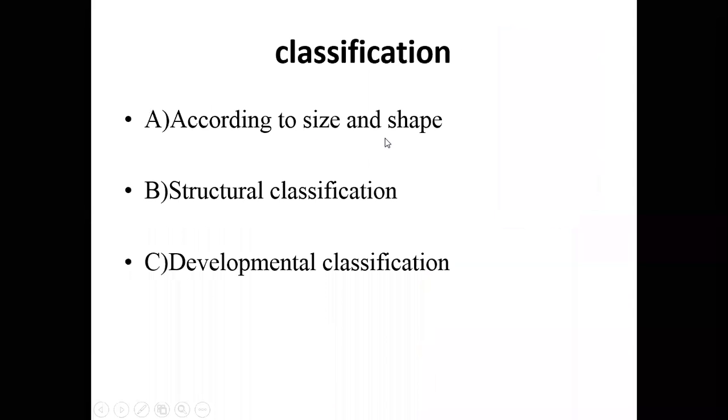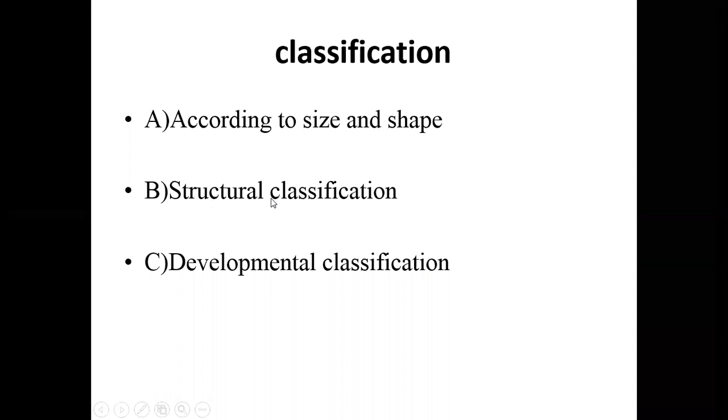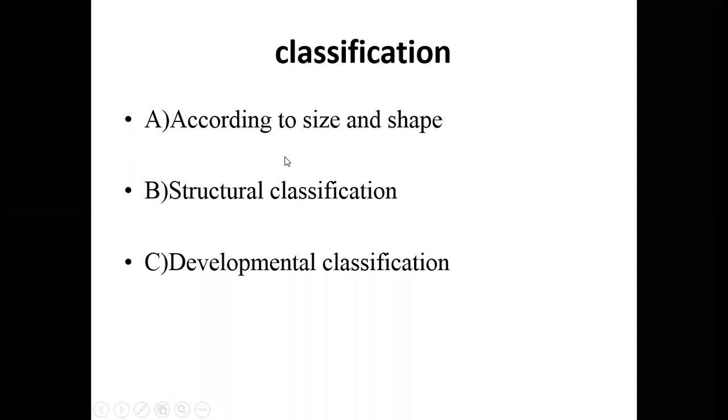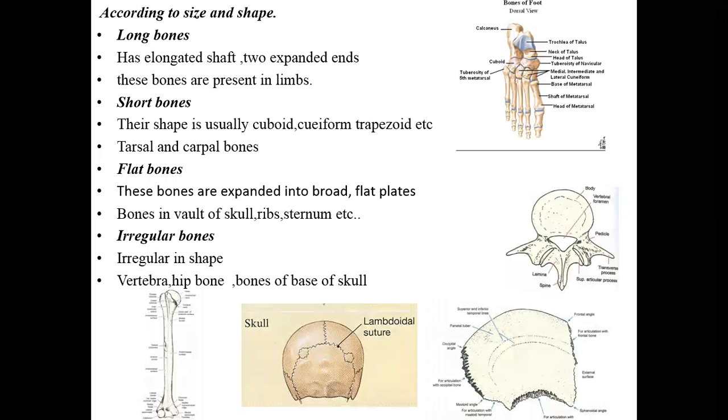According to size and shape, there's a classification of the skeleton. The next is structural classification. What is the structure of the bone? Developmental classification, according to the development, how it is differing. So the first classification we will see now is according to size and shape. By seeing the shape and the size of it, we are going to classify.